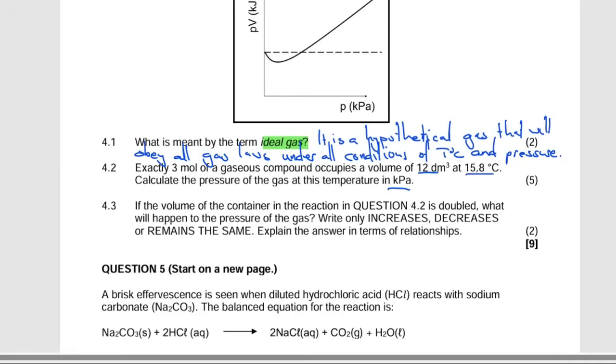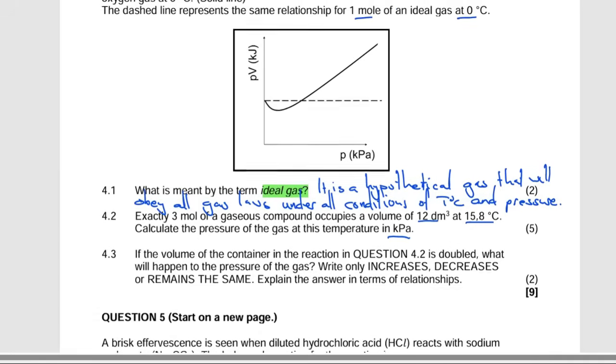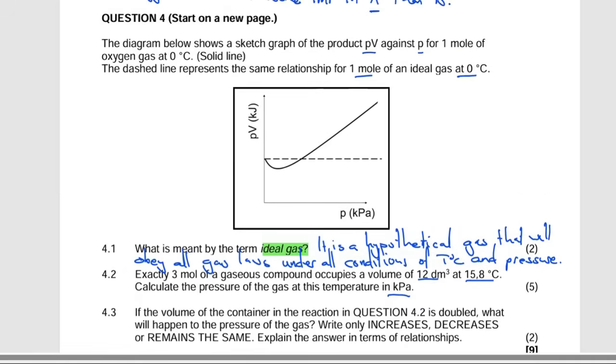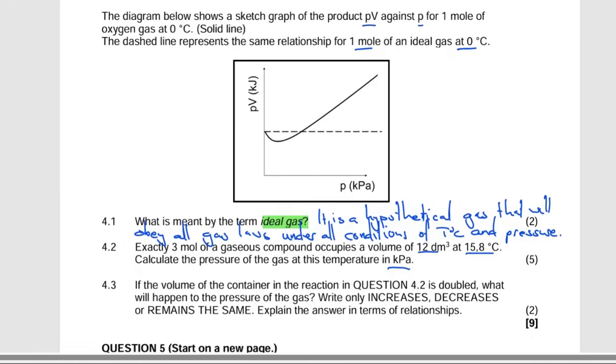How much volume are we given? The volume given there says: the dashed line represents the volume relationship of 1 mole of a gas at that temperature. We have this volume in dm cubed. It says calculate the pressure of the gas in kilopascals. So that's the volume that we're having.